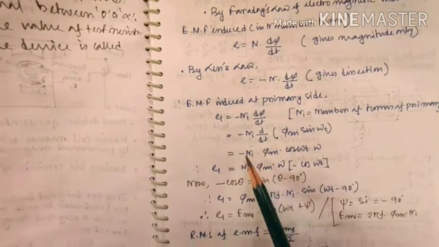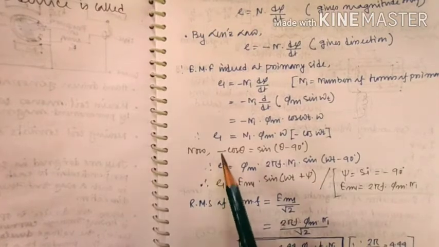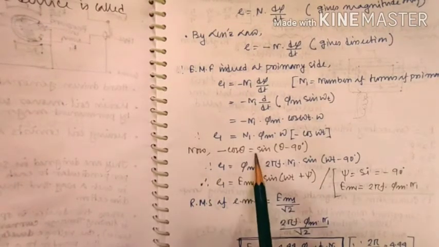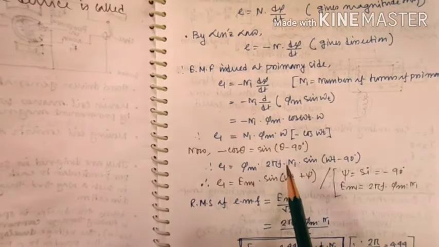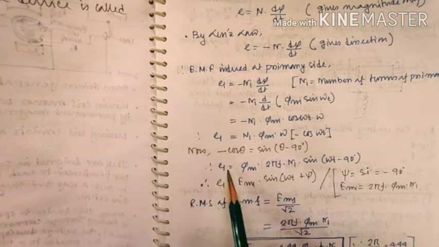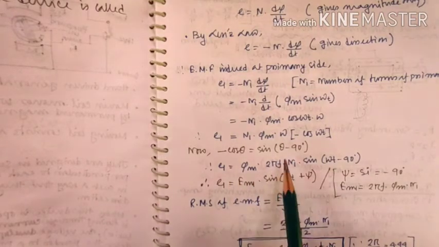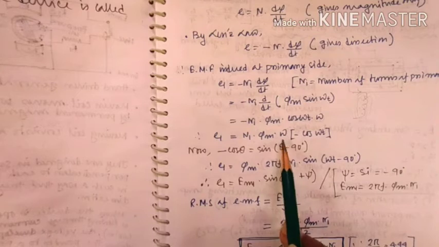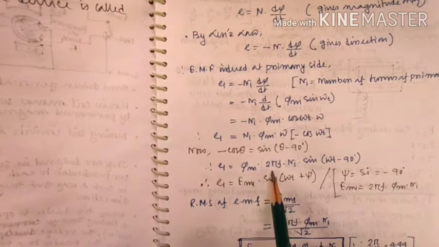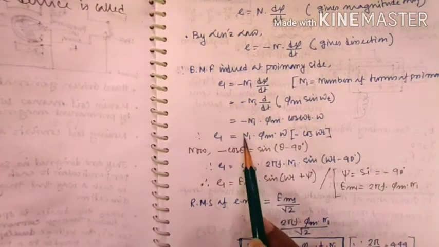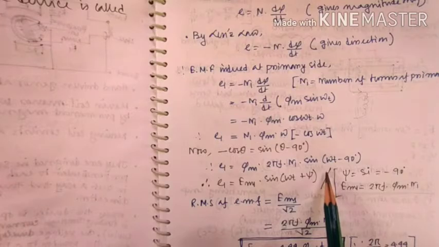minus is there. Now with the knowledge of basic mathematics, we know that minus cos theta is equal to sine in bracket theta minus 90 degree. So we can rewrite E1 in this way. E1 is equal to phi m, omega is equal to 2 pi f. Omega is the angular frequency, so that is equal to 2 pi f. So E1 is equal to phi m into 2 pi f into number of turns of the primary winding into sine omega t minus 90 degree.